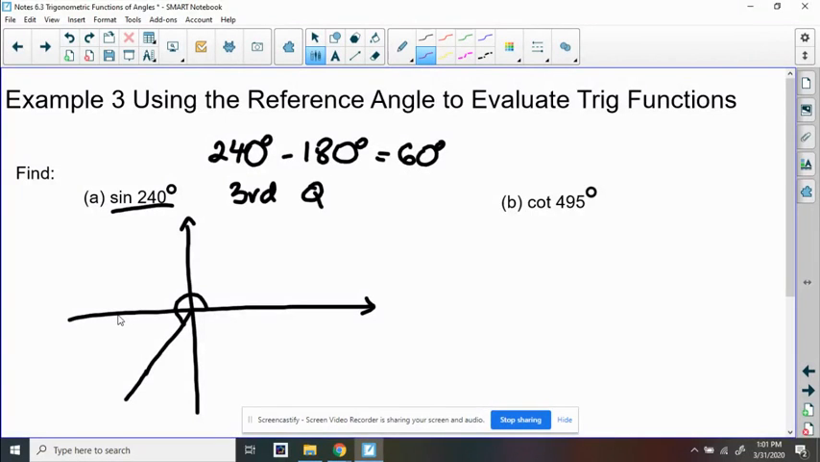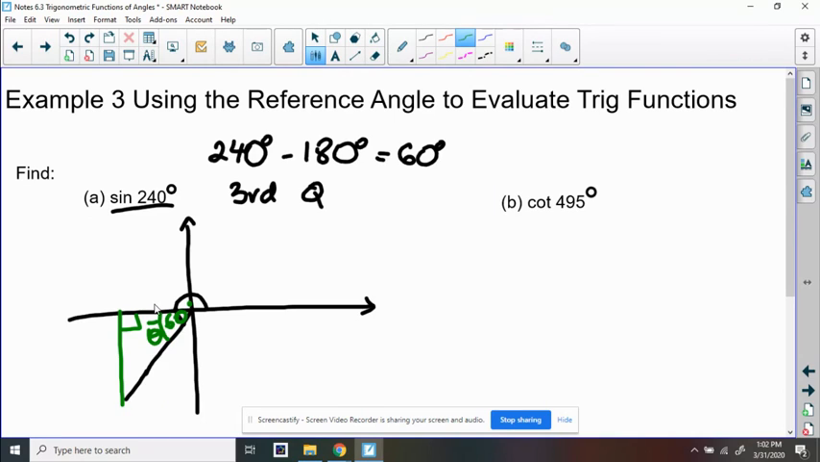Now, if we want to draw our reference angle, this is an angle that's acute, where we use the terminal side of the given angle, and we draw a segment from that terminal side to the x-axis. This becomes our theta bar. This angle went 180 and then 60, so our reference angle is a 60-degree angle.